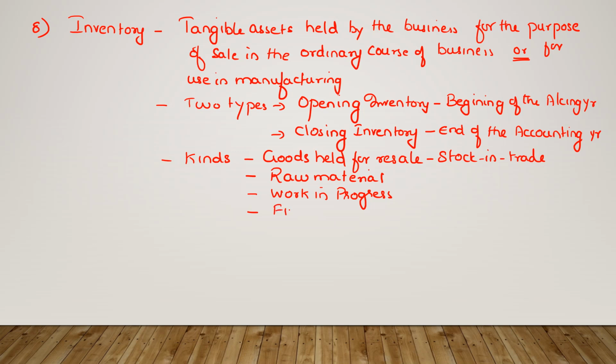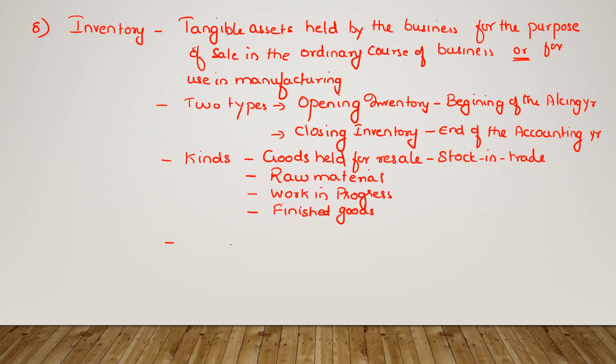And one more you can have is finished goods. That is, in case of the same manufacturing concern, it is possible that goods have been completed, ready-made garments are ready, packed, available, but still they are not yet sold at the end of the year. They might be sold in the beginning of the next accounting year. So that would be classified under the category finished goods. So these are the different kinds of inventory that you will be able to find in the books of a manufacturing concern. And in case of a trading concern, you would have the goods in the form of stock in trade.